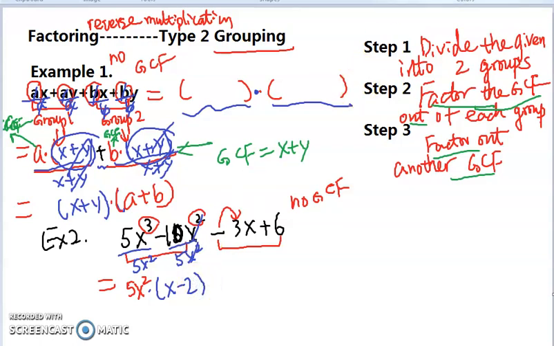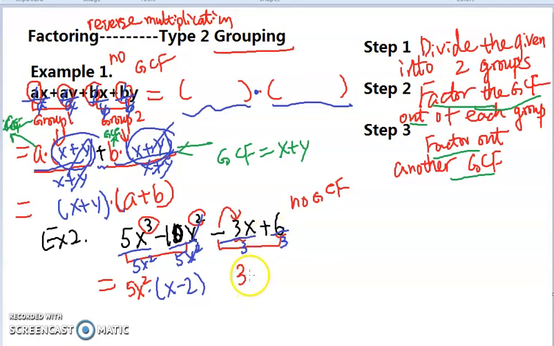And next we're going to factor the second group. When we look at the second group, we notice 3 and 6, they both have a 3 in common. 3 goes into both of them, and they don't have x in common. So we're going to factor out a 3. If we factor out a 3, there is a little problem here. Let's see what happens if we factor out a 3. So let's divide both of them by 3.